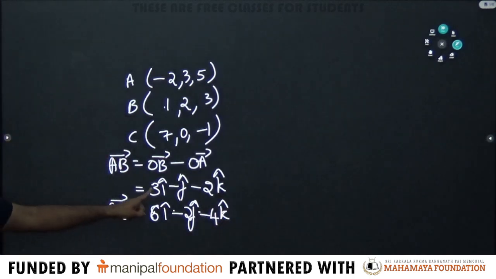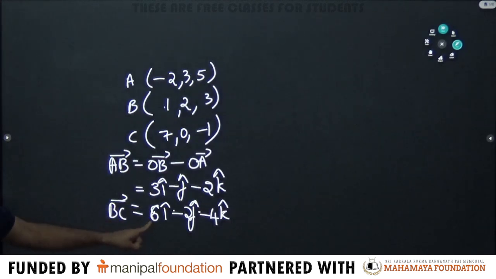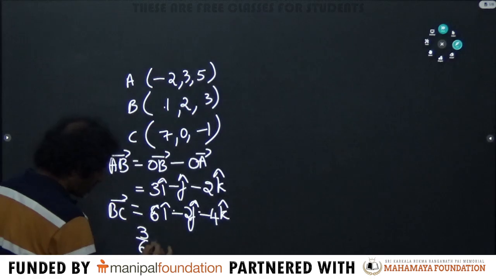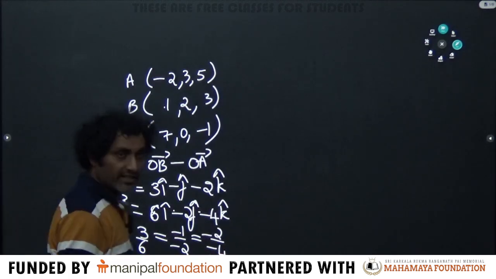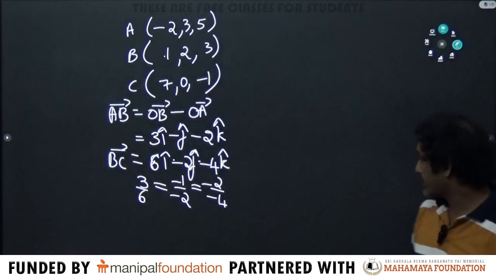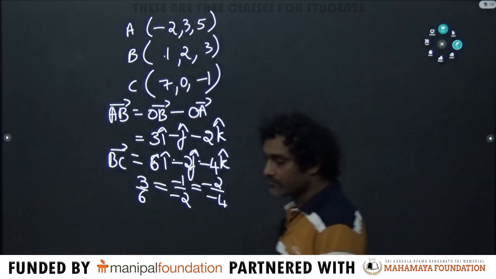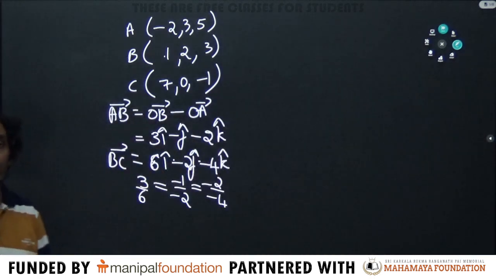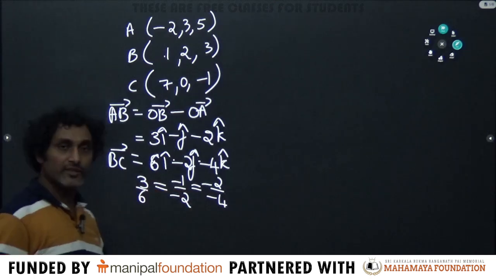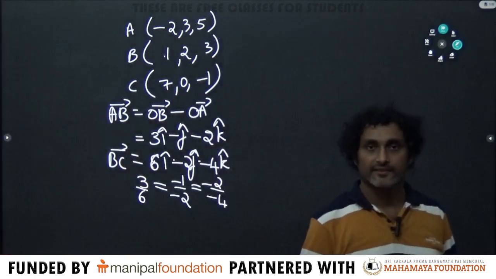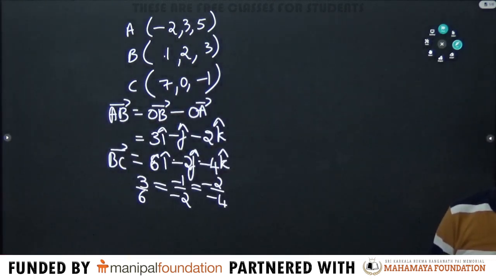Do you know the best method? Do this by this. 3 by 6. Is it equal to minus 1 by minus 2? Is it equal to minus 2 by minus 4? They are all equal, right? Therefore, they are all equal. So what happens? They are collinear. That way you can prove. Is that okay? For parallel also, you do the same, okay? That's it. Is that okay? You could manage this? Yeah.